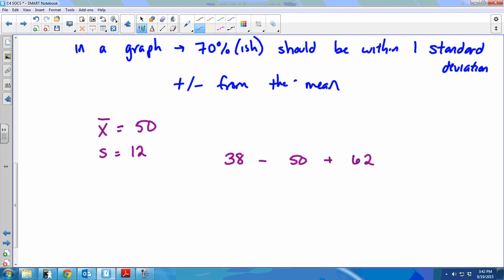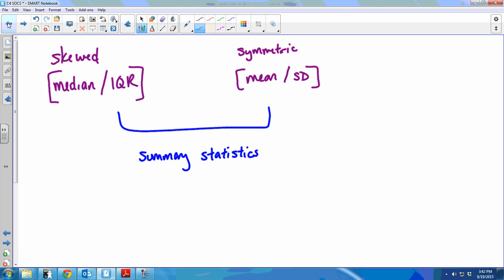Okay? And we will talk way more about standard deviation in chapter 6. We're kind of getting our feet wet about the fact that we report that with the mean. So again, the biggest part of this is that we want to make sure to use the mean and standard deviation for symmetric data and the median and IQR for skewed data. Okay?